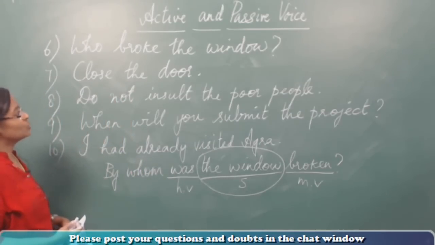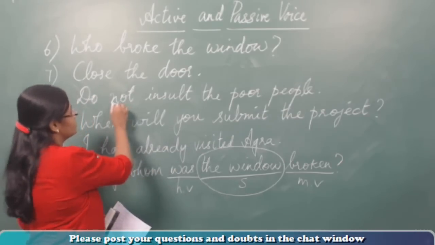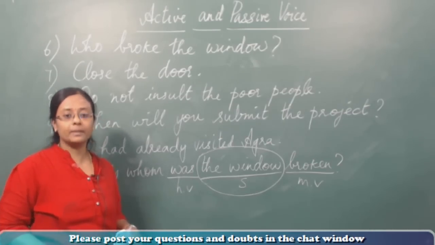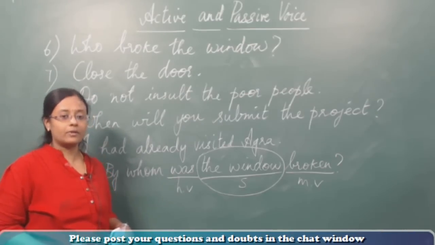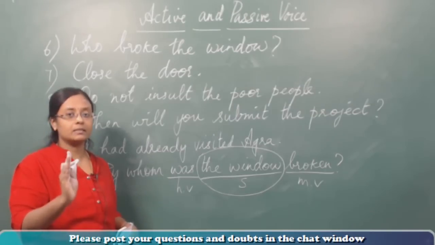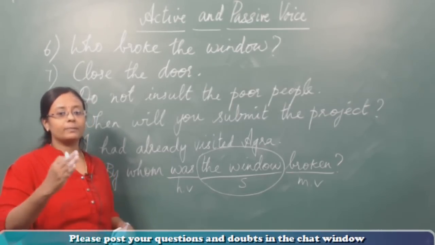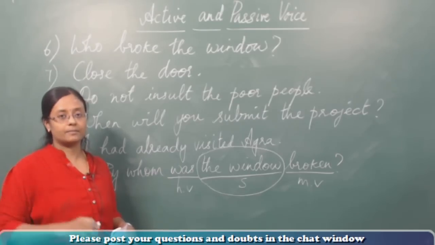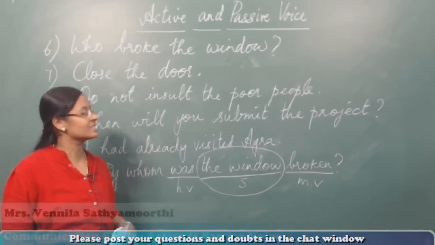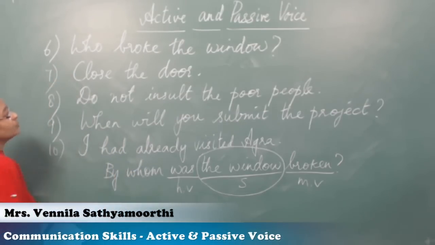8. Do not insult the poor people. That's a negative imperative where you have not. Let not the poor people be insulted. Right. You need not write "by you". Just stop with "insulted", then the sentence will be more effective. Let not the poor people be insulted. It's a general thing, right? Not only by you, by everybody else. Though the subject of every imperative sentence is you.